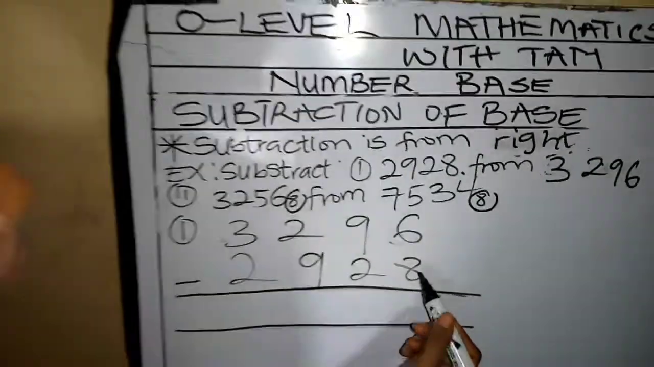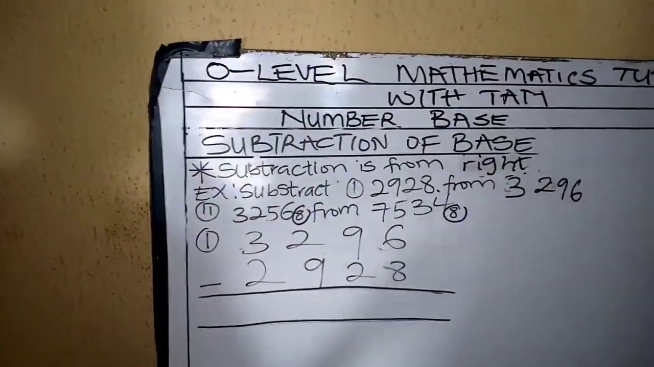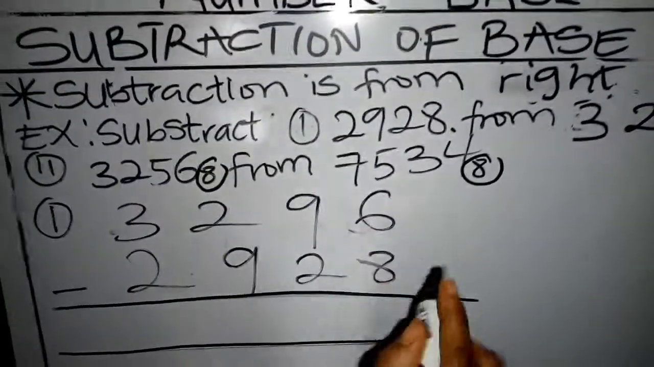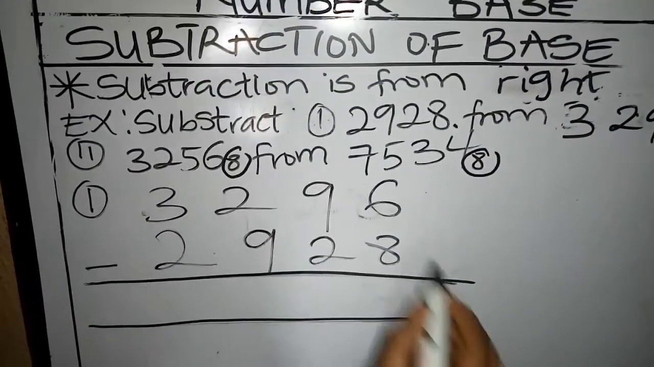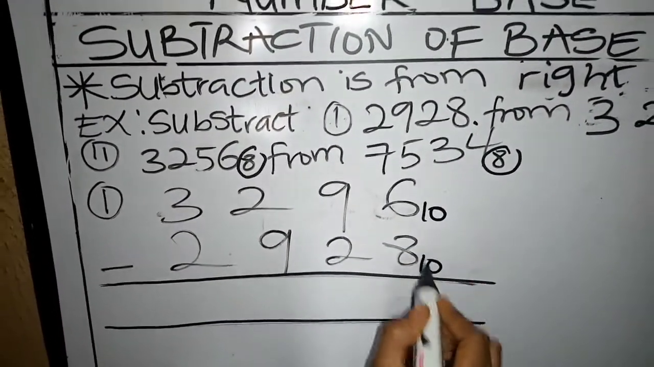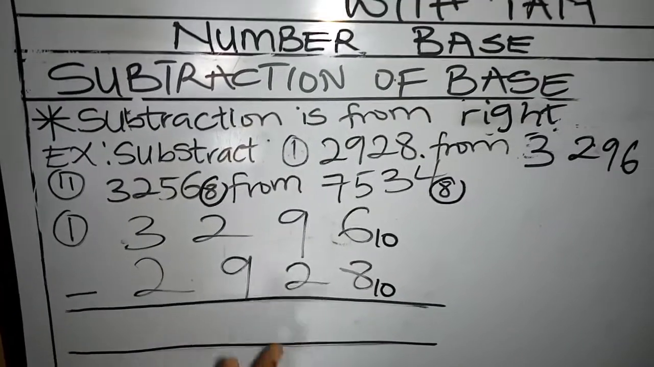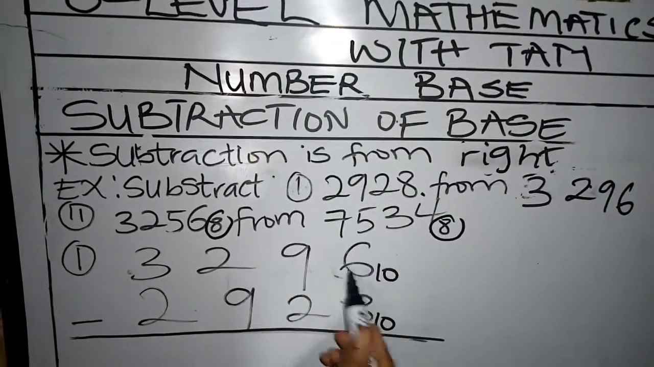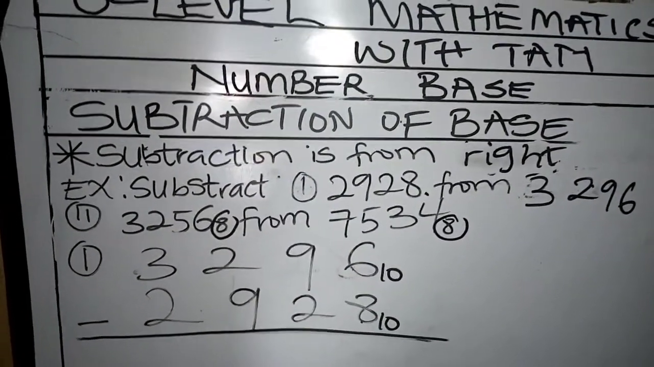6 subtracted from 8 is not possible. There's another rule that the borrowed value should be the base. This is in base 10. I want to include this so that you will not forget how to solve it. So 6 subtracted by 8 is impossible.